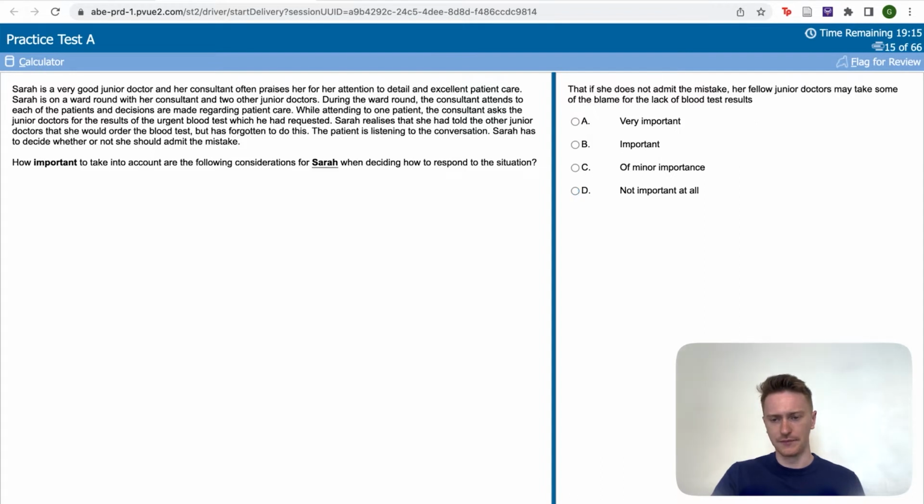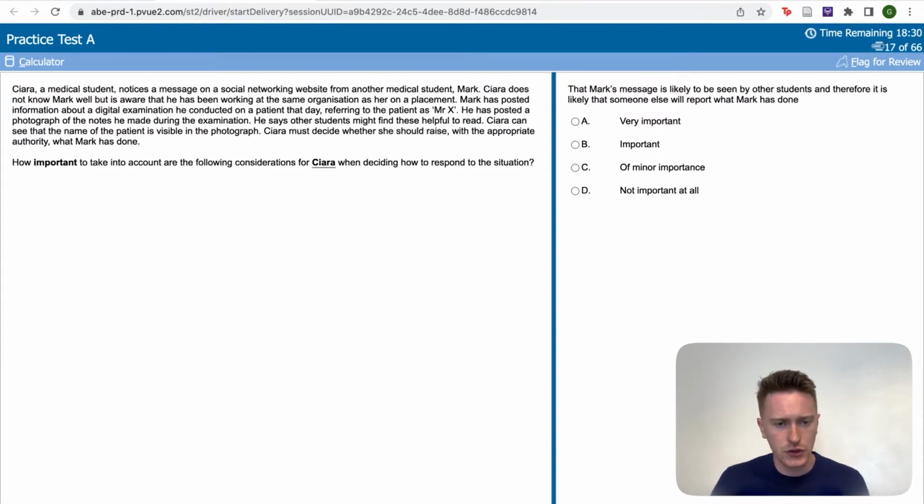It's a selfish consideration. That if she does not admit the mistake, her fellow junior doctors may take some of the blame. Now, the mistake should be owned up to whatever, so it's not going to affect you regardless of what happens next. It shouldn't affect her whether she agrees to admit to it or not. Therefore, I think this is a secondary consideration, and therefore I think it's an important one, but not very important. The need to reflect on why she forgot to order the blood test and how to avoid this happening again. That's very important. Doctors love talking about reflection. In med school, you'll be doing a lot of reflection. Some people like it, some people don't, but nonetheless, reflection is very important to help you learn from mistakes.